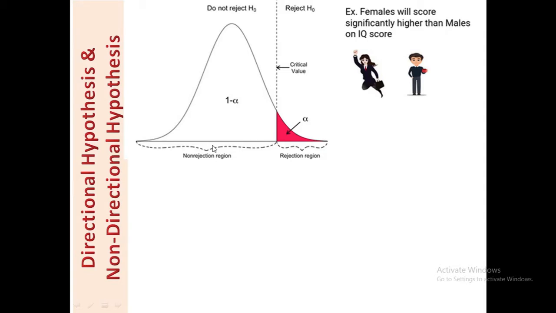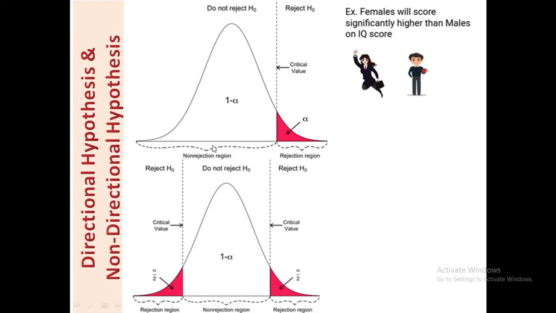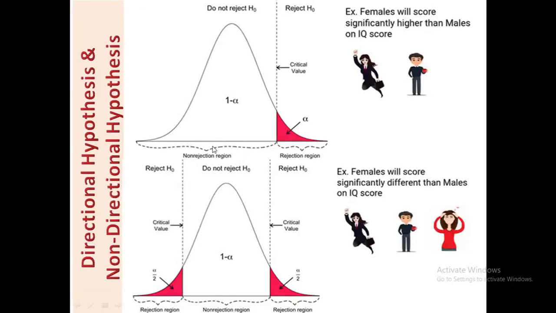On the other hand, in a non-directional hypothesis test, the null hypothesis is rejected if the test score is either too small or too large. Thus, the rejection region for such a test consists of two parts, one on the left and one on the right side from the center. For example, females will score significantly different than the male on an IQ test.